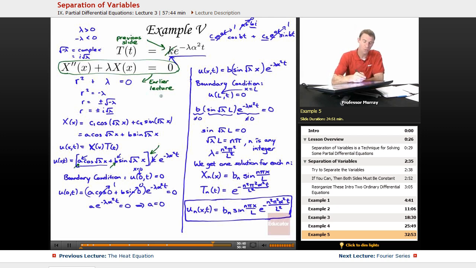What happens with this one is we get r squared plus lambda is equal to 0. So r squared is negative lambda, and so r turns into the square root of negative lambda. And we were given that lambda was greater than 0, so negative lambda is less than 0. So what we're really trying to do here is take the square root of a negative number, which means we have complex solutions.